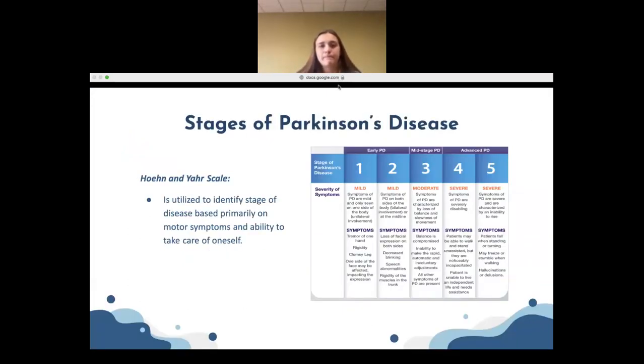All right, moving on to the stages of Parkinson's disease. So there are 5 stages, but they're split up into 3 different categories of early, mid-stage, and advanced. On your screen, we have the Hoehn and Yahr scale, which is utilized to identify stages of the disease based primarily on motor symptoms and also their level of independence to take care of themselves. As you can see, the top part that's in orange mostly talks about motor presentations of the body in those stages, and the bottom addresses the symptoms that you'll typically see within those stages as well.